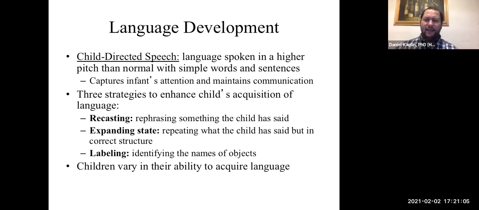Other strategies that we do to enhance the acquisition of language is recasting, which is to rephrase what a child said, and expanding, which is to repeat what the child said, but in a correct structure. So if there are grammatical errors, fixing that, and labeling, and that helps.